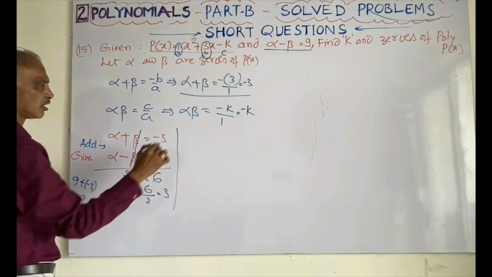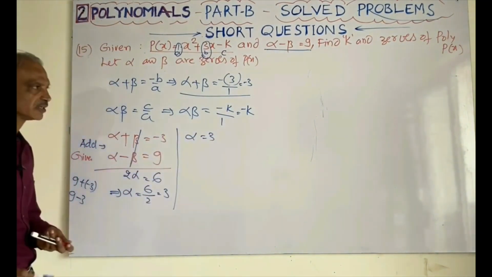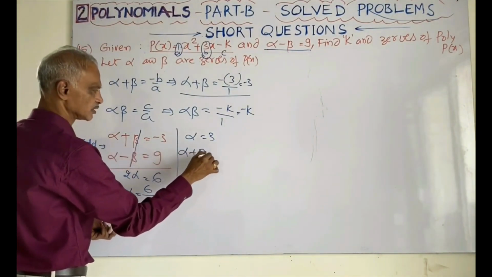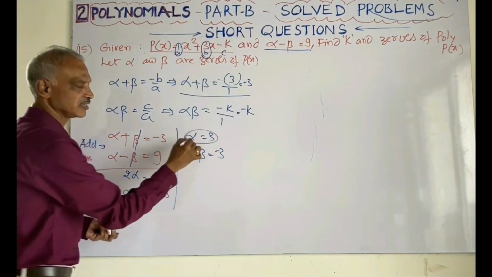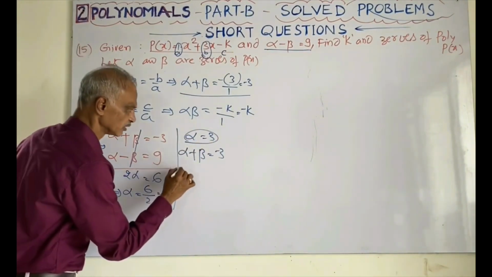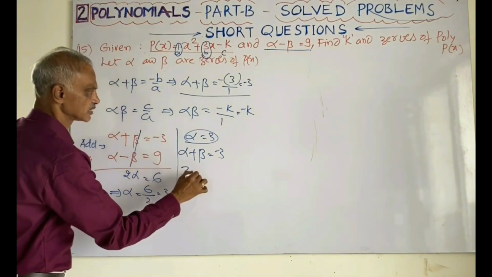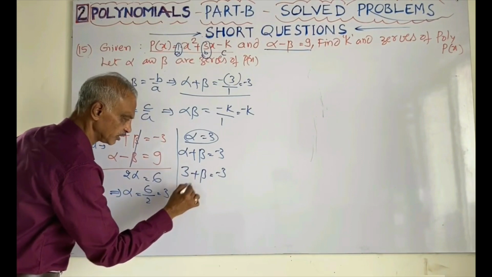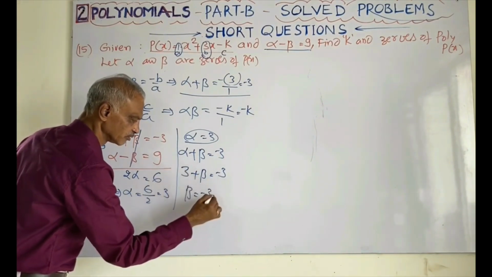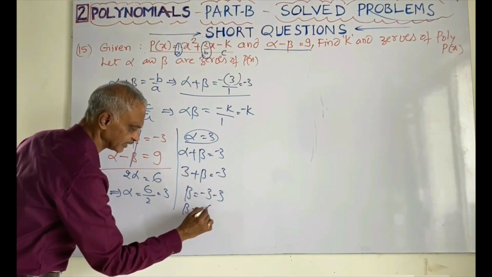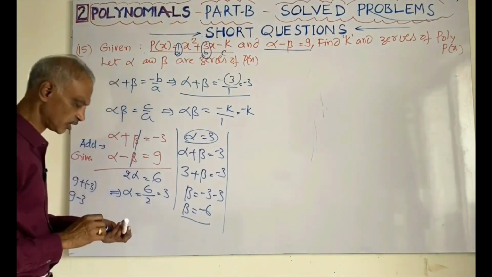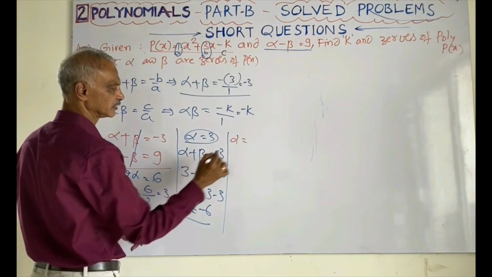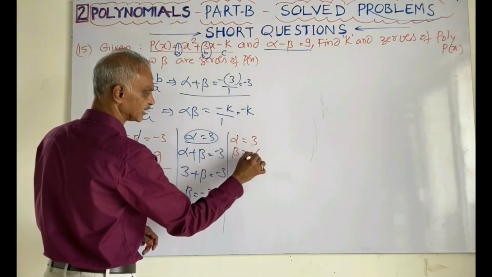Now we have got alpha is equal to 3. We can find out beta. What is beta? Alpha plus beta is equal to minus 3. Substitute the value of alpha in this one. 3 plus beta is equal to minus 3. Beta is equal to minus 3, minus 3. Beta is equal to minus 6. Now you have got alpha is equal to 3 and beta you got minus 6.